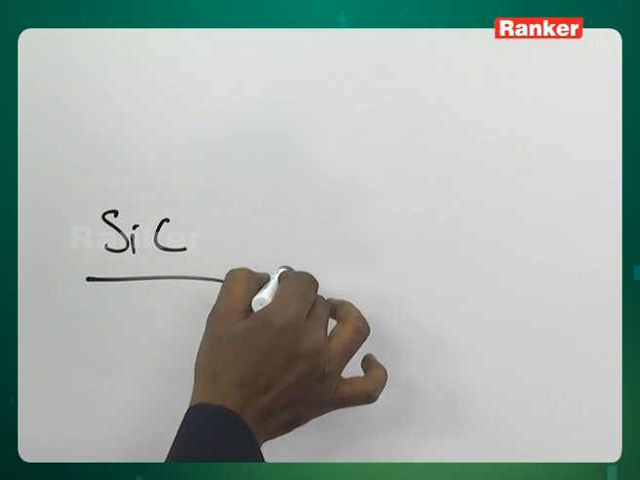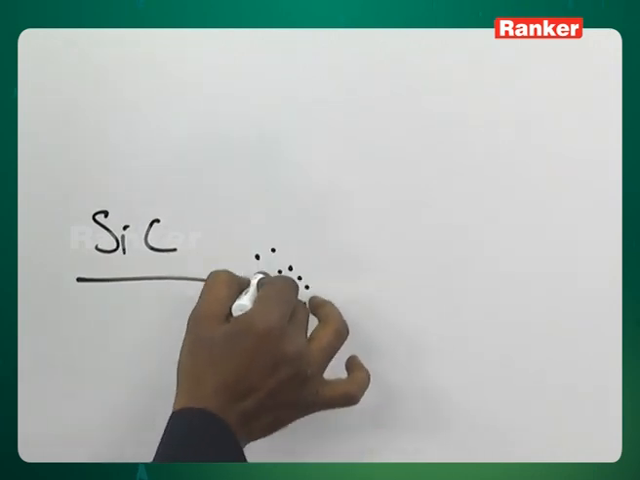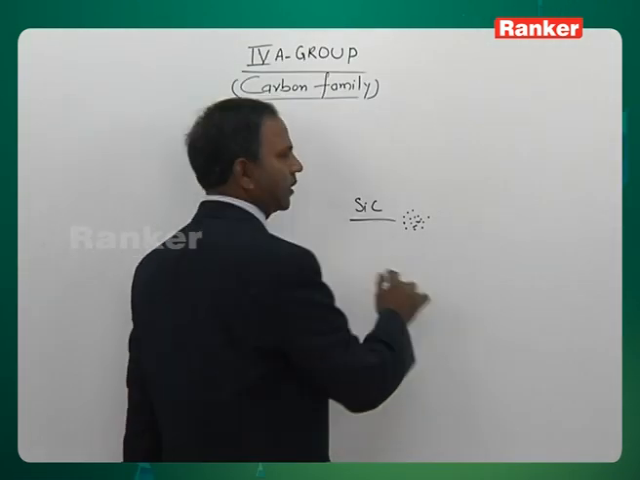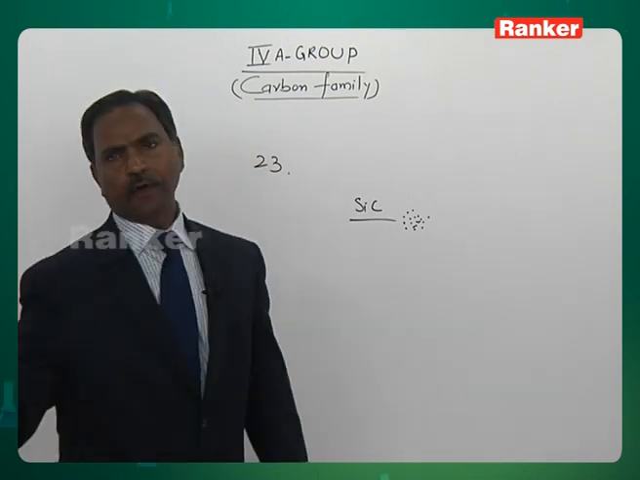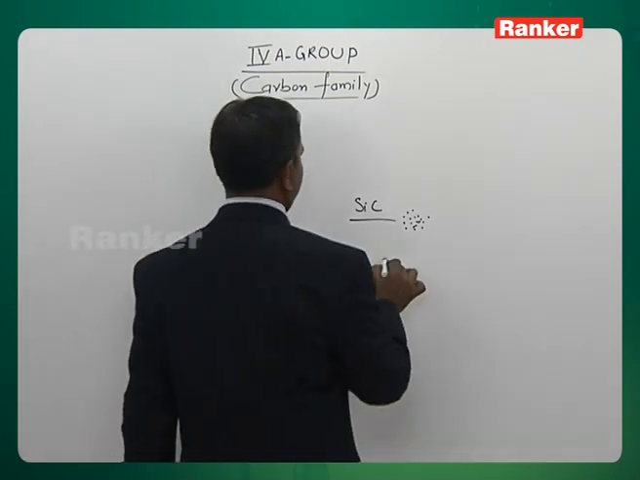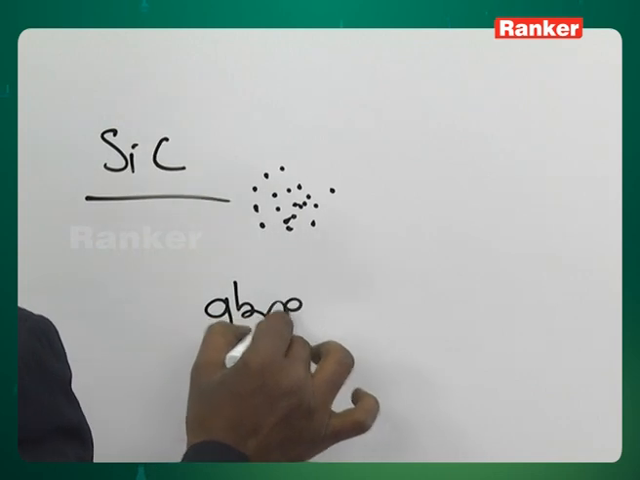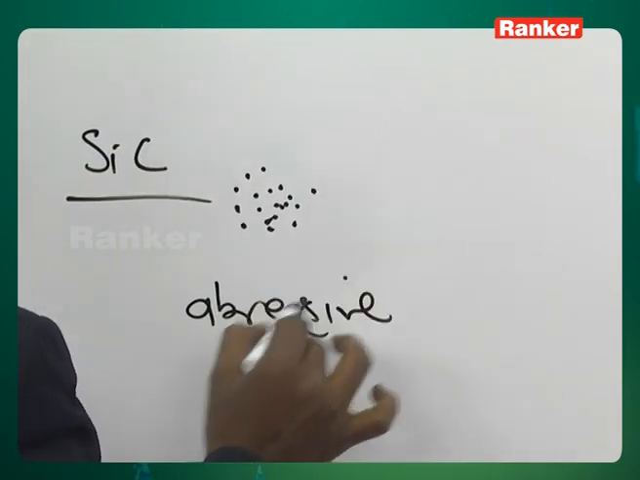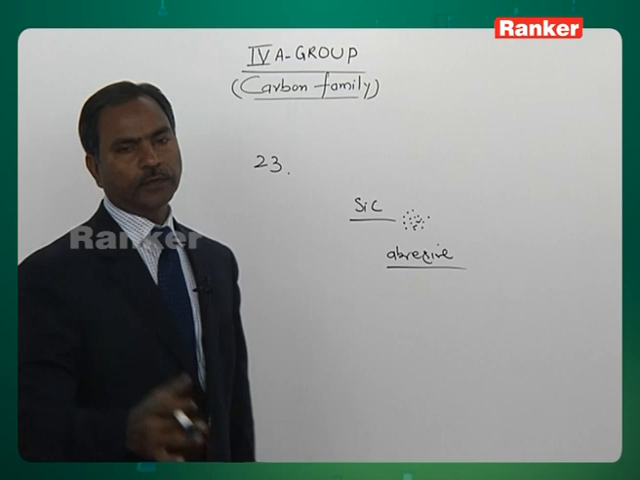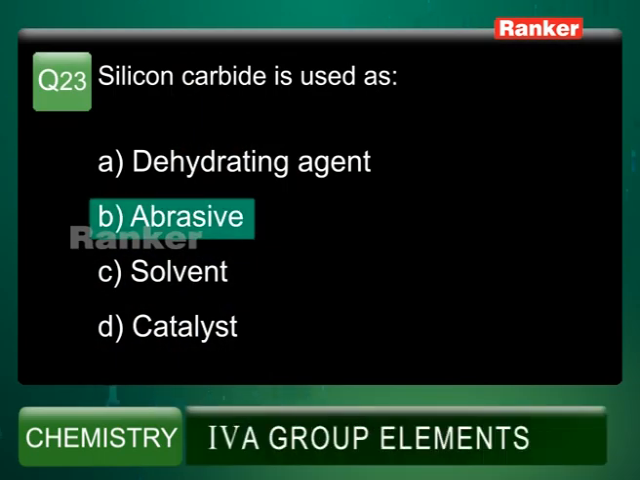Fine powder of this is generally used as polishing material for glass, diamond, metals, etc. Therefore, it is actually used as an abrasive. Generally used as abrasive. Therefore, question number 23, answer is B.